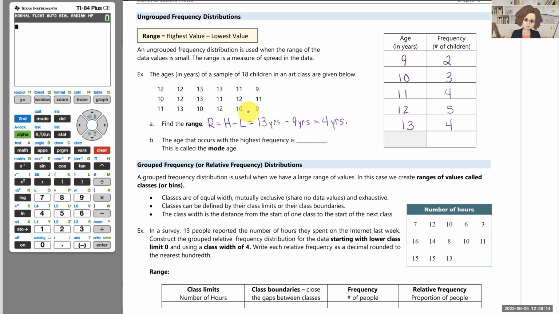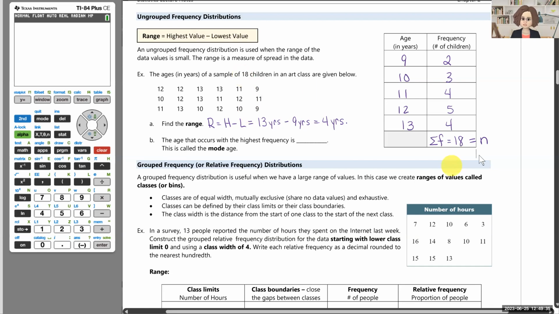All right, let's add that column. So the notation sigma, capital Greek sigma, is for add, or find the sum of the frequencies. So if we add those values, we will get 18. That was our sample size, so that's just a good check. I got all of the children into my table. So that's called an ungrouped frequency distribution. Just helps us get a little bit organized.